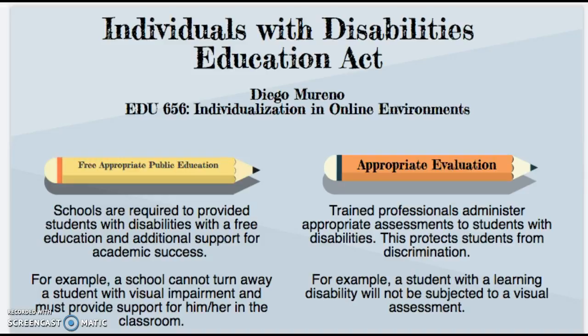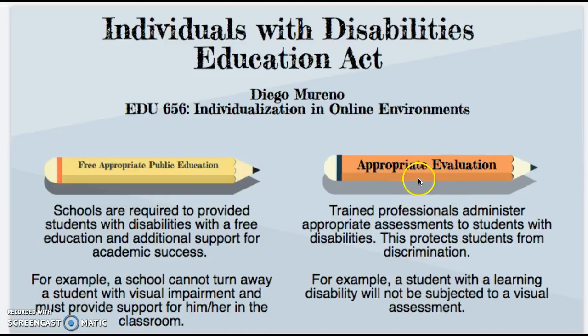The Individuals with Disability Education Act was passed to protect students with learning disabilities in public schools and public education. There are six components that go into the IDEA. First is free and appropriate public education, also known as FAPE. In this, schools are required to provide students with disabilities with a free education and additional support for academic success. For example, a school cannot turn away a student with a visual impairment and must provide support for him or her in the classroom.